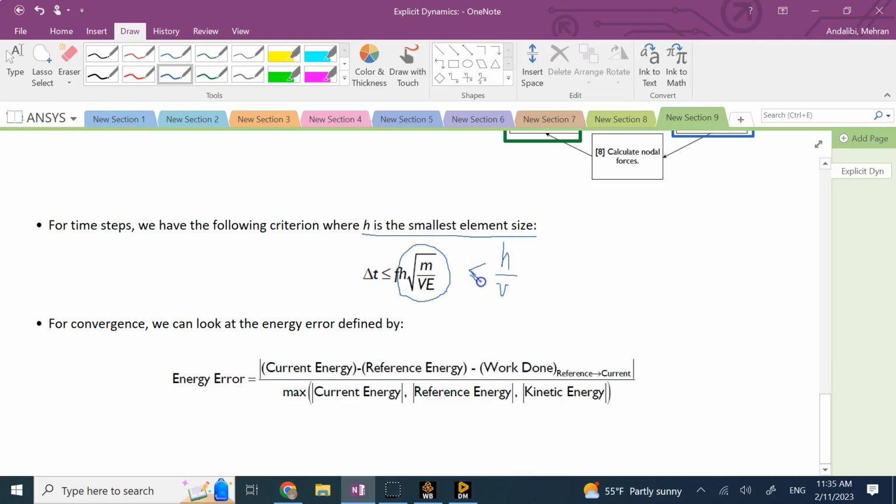So three German scientists proposed this criterion and said the time step should be smaller than the time the wave needs to propagate through the smallest element. So before the wave can pass through the smallest element, one time step should have passed. Otherwise, that time step is not small enough. Okay, so this is what they suggested.